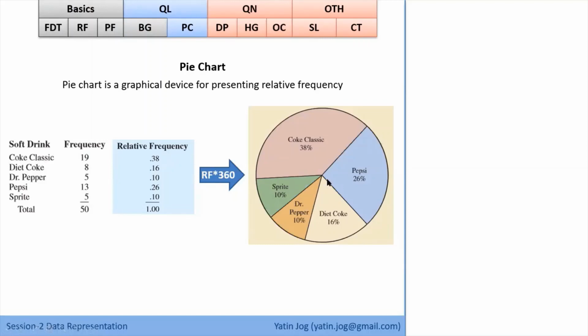So consider this as a baseline. Calculate the angle 0.38 into 360 and draw that angle here, and that will be the portion for Coke Classic. Then consider this as a baseline for Pepsi.